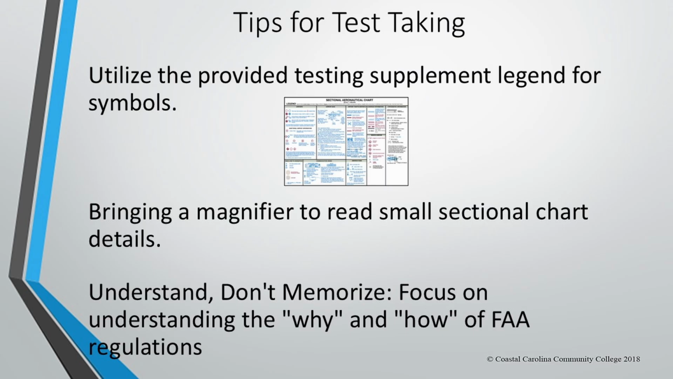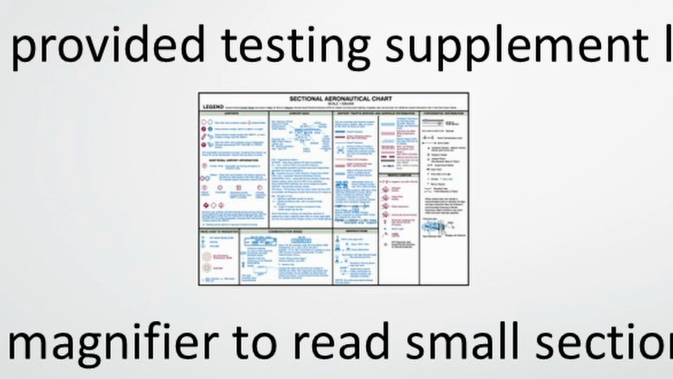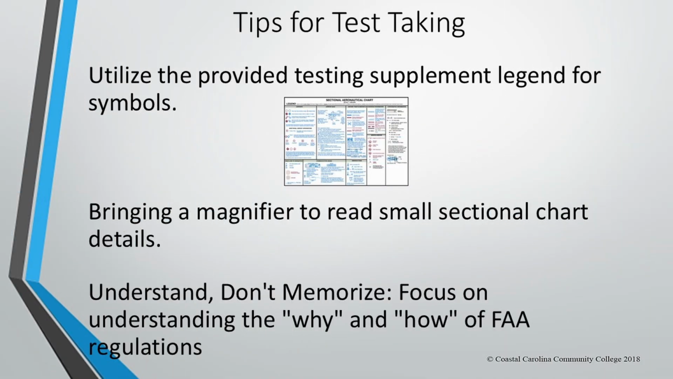Note coordinates and units carefully: latitude, longitude, magnetic versus true, AGL versus MSL, statute miles versus nautical miles, and sketch quick diagrams on scratch paper if needed. Utilize the provided testing supplement legend symbols, which is this chart, which answers a number of questions right there in the chart. Bring a magnifier to read small sectional chart details.